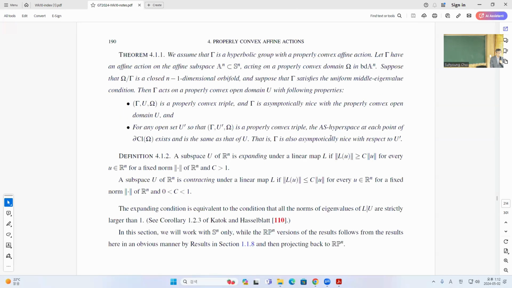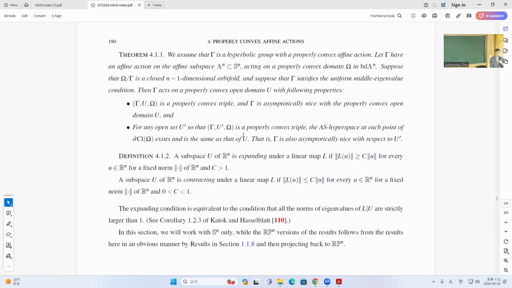Okay, so then the basic theorem we want to prove is this. If gamma is a word hyperbolic group, I mean the word hyperbolic group here, with a properly convex affine action. Well, I should maybe change it later, and then the affine action on the affine sphere, acting on a properly convex domain. Then this is a closed n minus one orbifold, and suppose it satisfies the uniform middle eigenvalue condition, then there is a properly convex open domain U with the following property. So if you satisfy this condition, then there is this properly convex open domain U, and then this becomes a properly convex triple, and then gamma is asymptotically nice with respect to this.